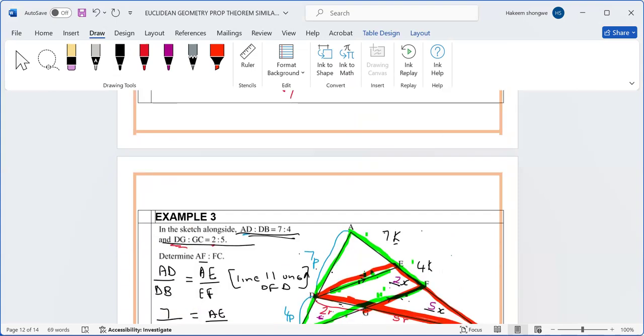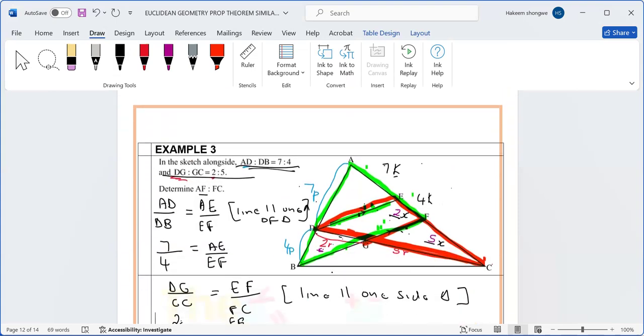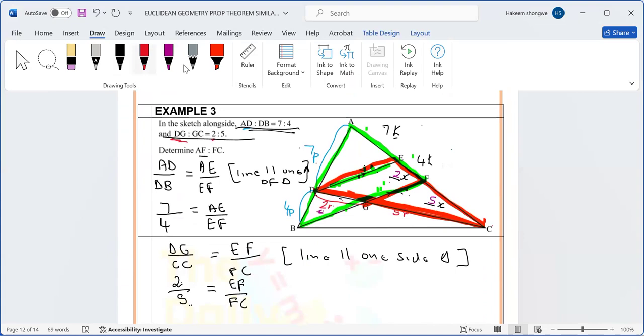Let me write it here. We're looking for AF. We're going to tell them AF all over FC. Let's go and check AF. From A to F, you're saying it is 11k. How did you get 11k? We have 7 plus 4.